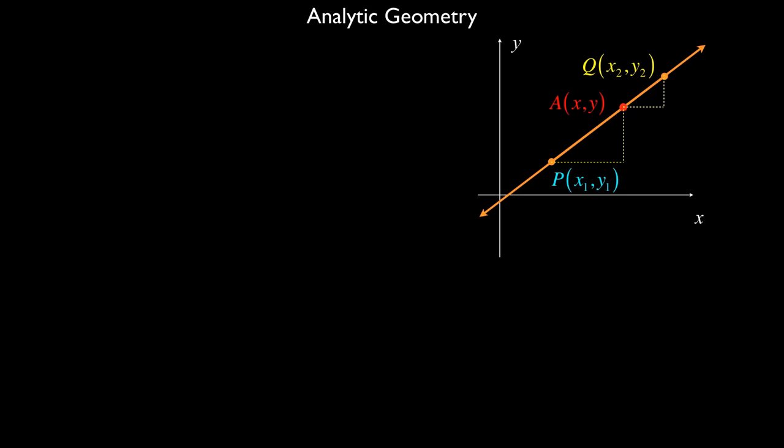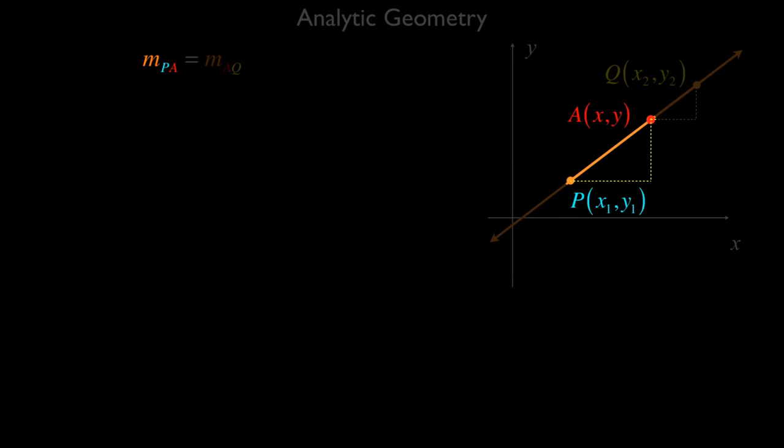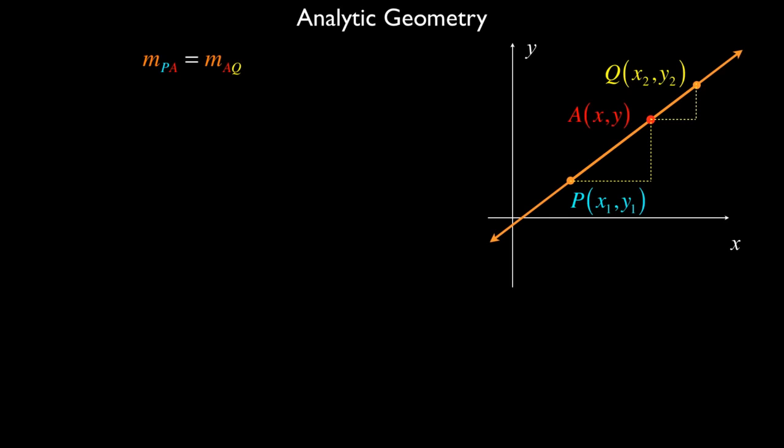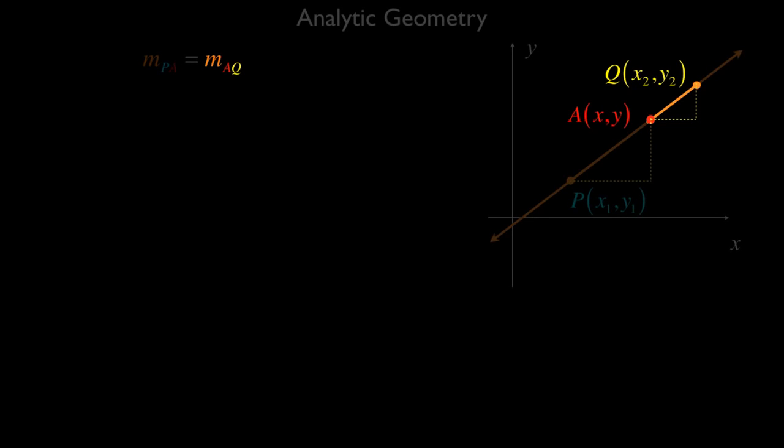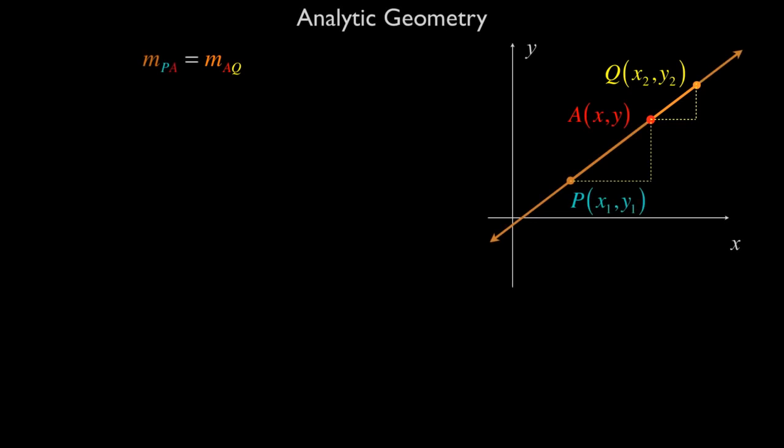I think you would agree that no matter where I place point A, the following would have to be true. The slope of the line segment that joins A to P, so PA, has to be the same slope as A to Q, the line segment joining A and Q, if all three points lie on a straight line, or they are what we call collinear.